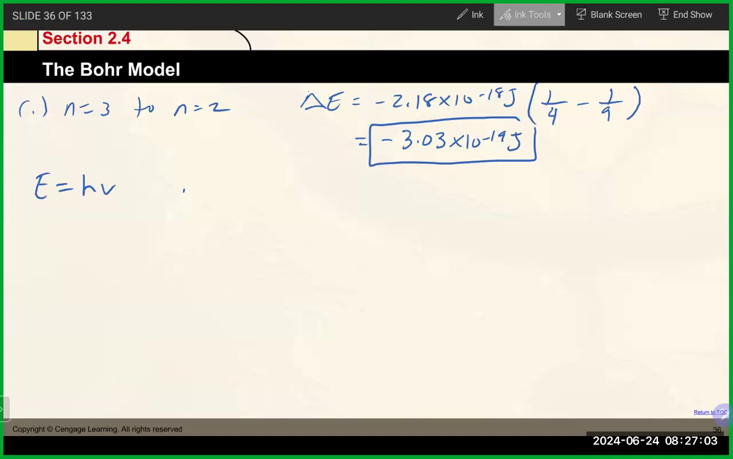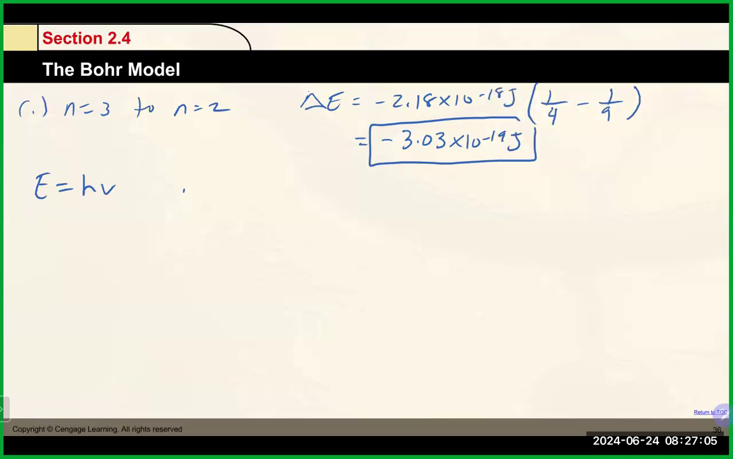Actually, solve for frequency would be good. All right, so let's try that again. So frequency here would be our E divided by our H in this case. And again, sending this to the other side.